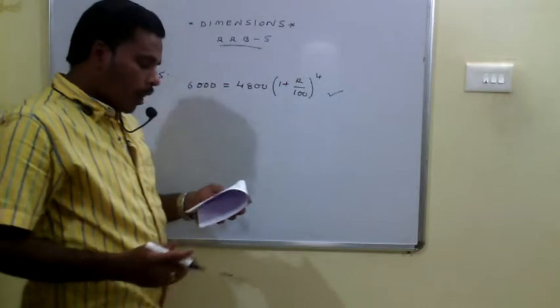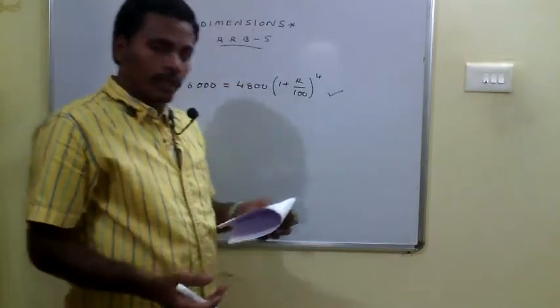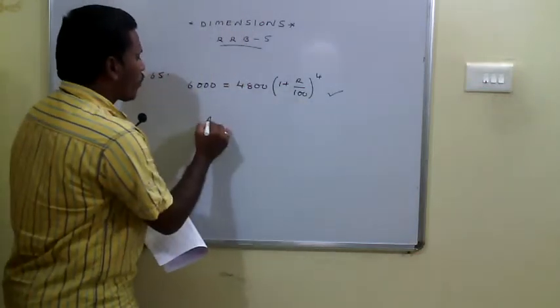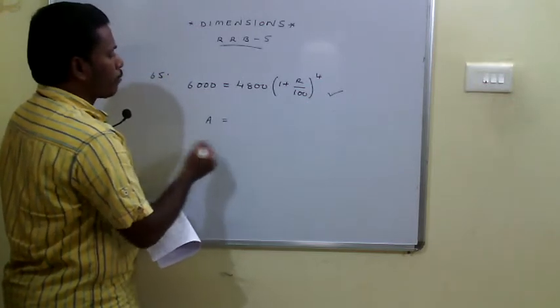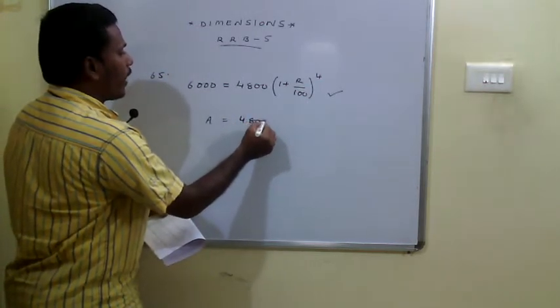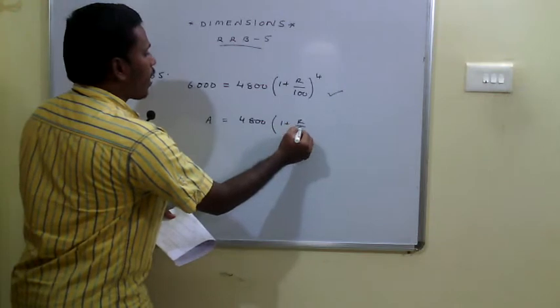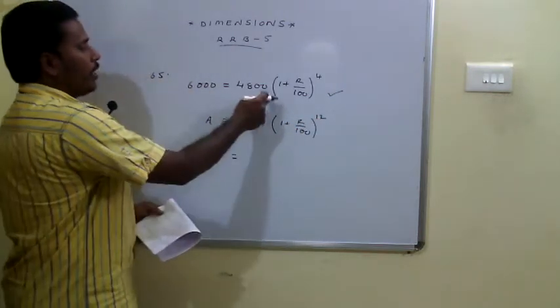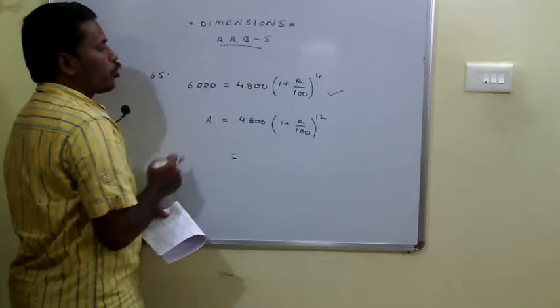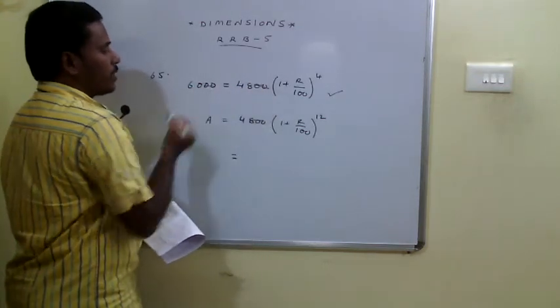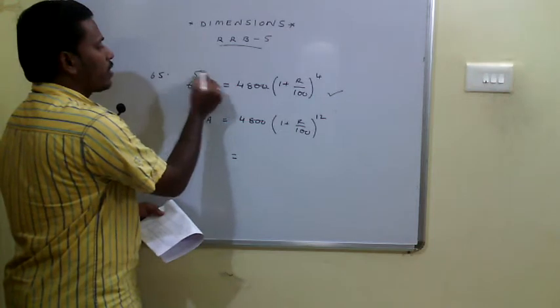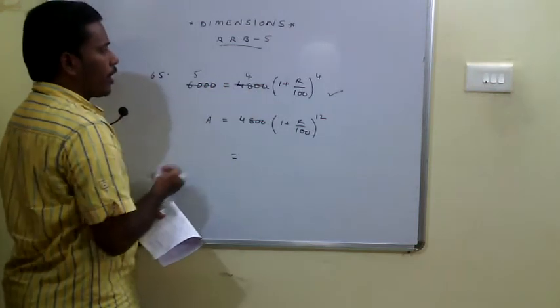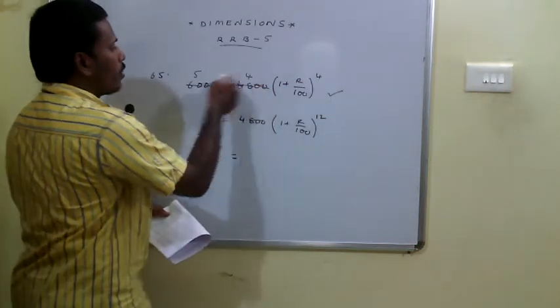Then they asked, what will be the sum after 12 years? We need to calculate the amount after 12 years on the same principal. Amount is equal to 4800 into 1 plus r by 100 power 12. From the first condition, 6,000 is equal to 4800 into (1 plus r by 100) power 4. Two zeros will get cancelled. Then 12 5s is 60, 12 4s is 48. So 1 plus r by 100 power 4 is 5 by 4.